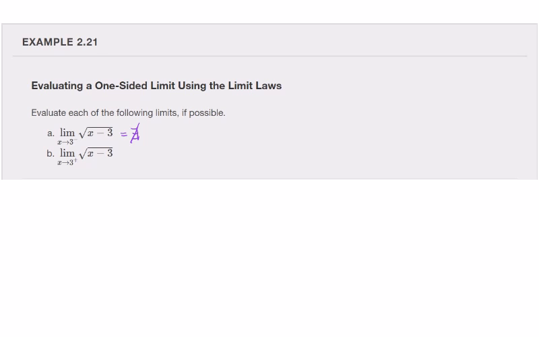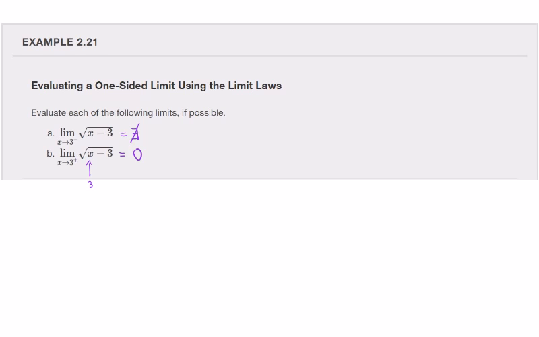But if we're coming from the right, it does exist. If we're coming from the right side, we can make it all the way to 3, so we can actually directly evaluate this and just plug in 3. 3 minus 3 is 0. Square root of 0 is 0, so that would just be 0. So you have to sometimes think about what you are dealing with here.